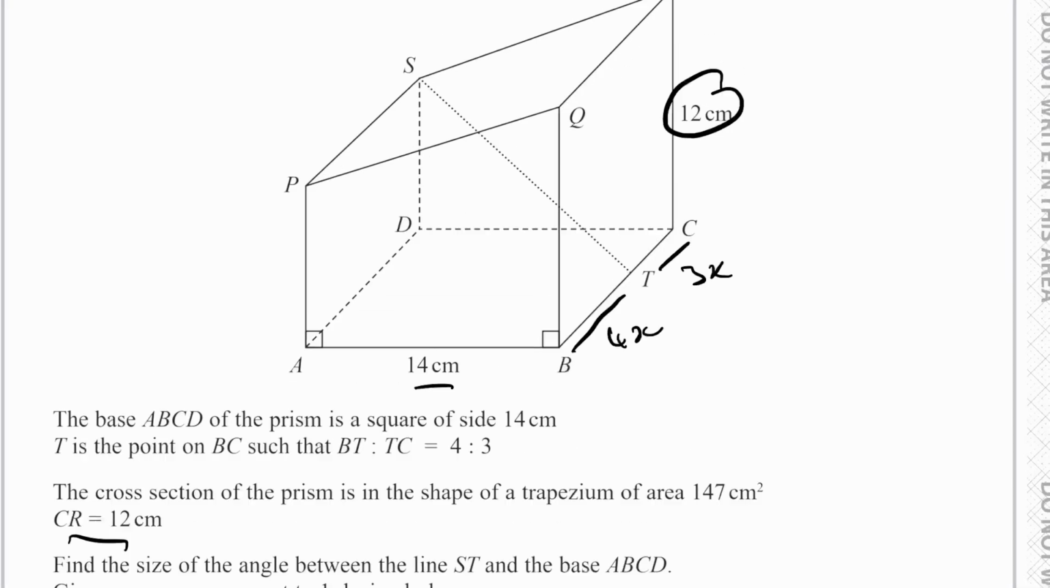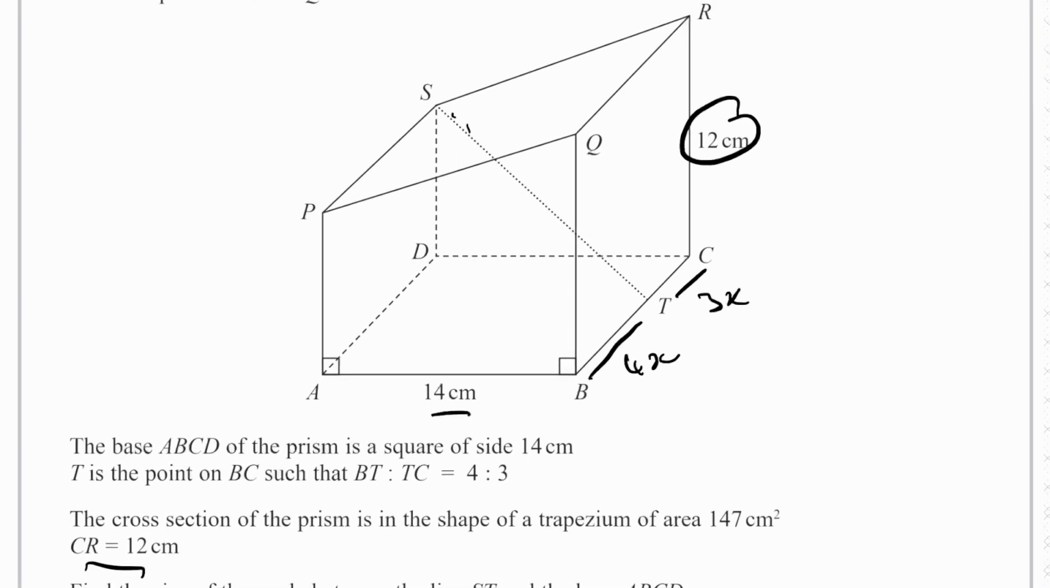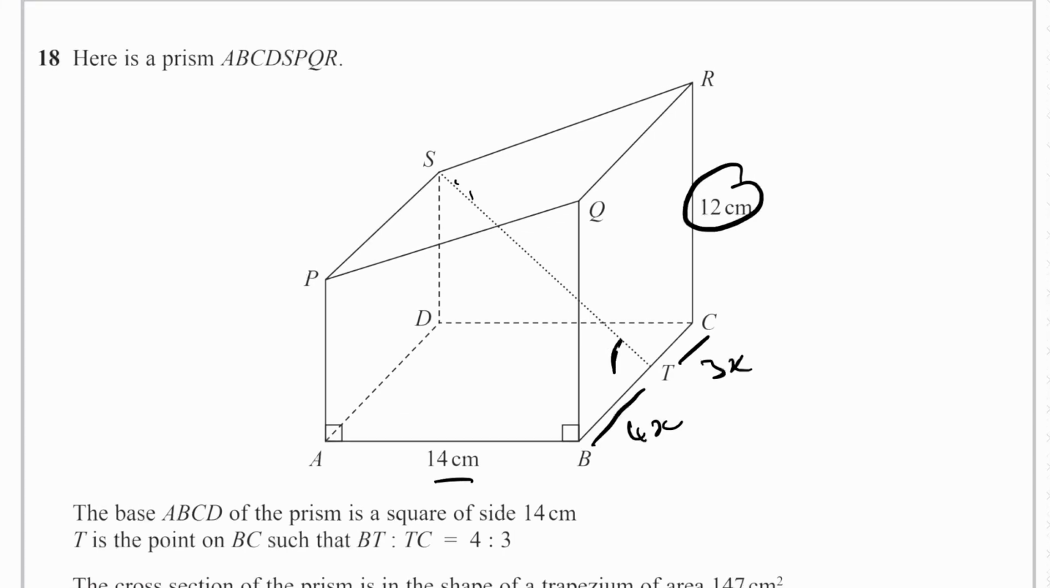So ST is the dotted line that they drew, and you want to find the size of the angle between that and the base ABCD. So essentially, it would be this angle over here. Okay, so for this, let's try to draw a few extra triangles on to help us work this out. To find this angle, the chances are we're going to need this side, T to D basically.